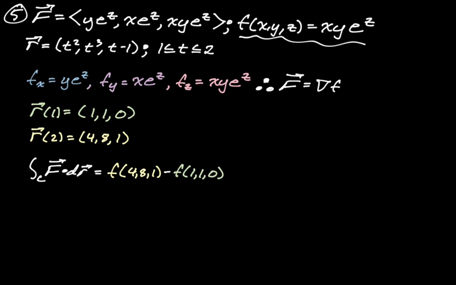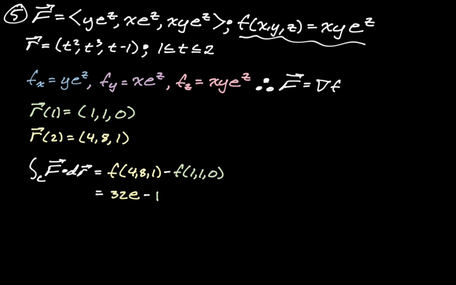So if we plug 4, 8, 1 into f, we get 4 times 8 times e to the first, so 32e. And then if we plug 1, 1, 0 in, we get 1 times e to the 0, so it's going to be minus 1. And that's as good as that's going to get.